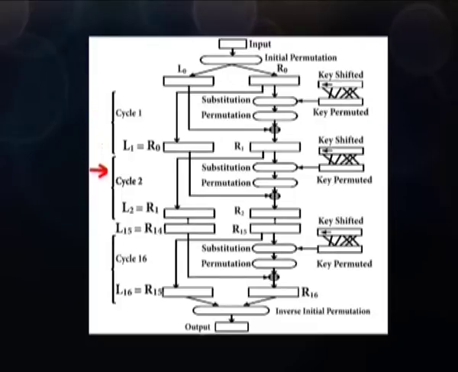The cycles are repeated 16 times. After the 16th cycle there is a swapping operation and a final permutation, which is the inverse of the initial permutation. Remember here that permutation and transposition are one and the same thing.